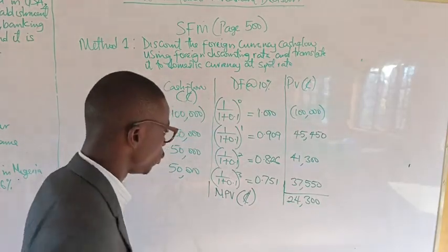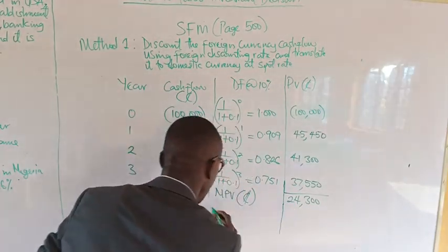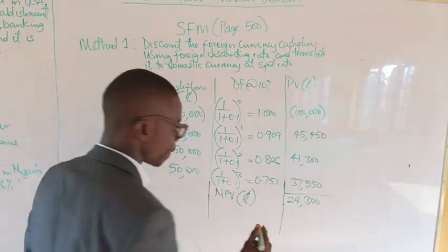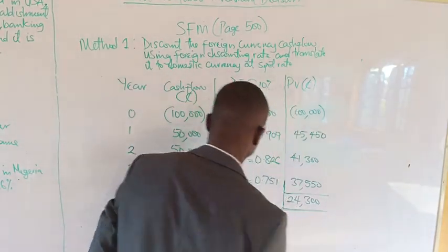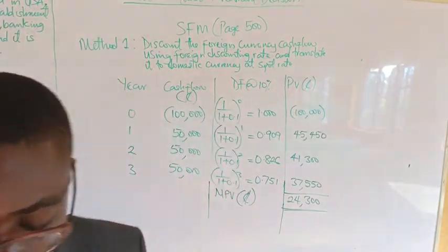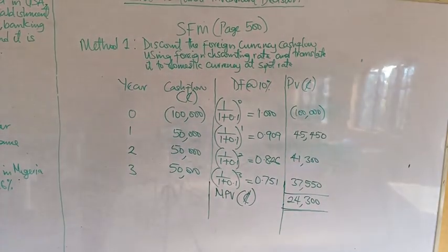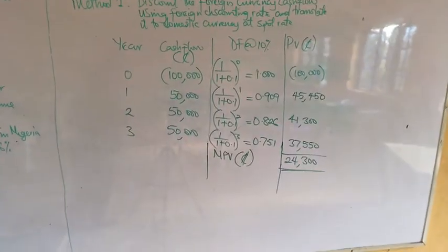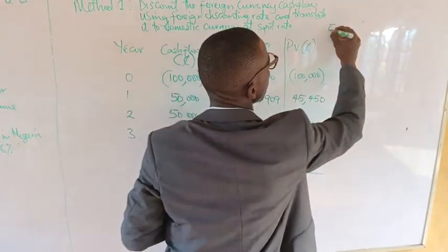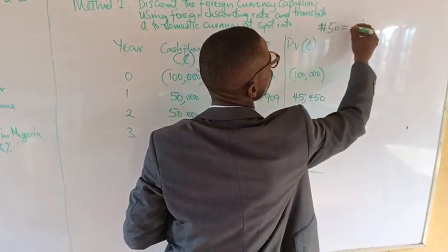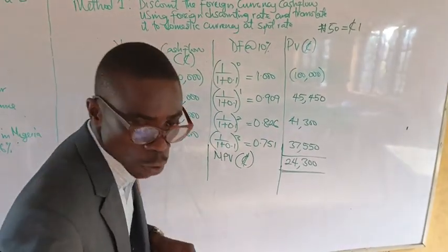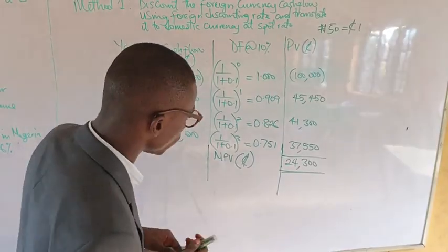Don't forget that the NPV we have calculated is NPV in cedis. Am I communicating? So now, they said we should calculate the NPV in Naira. Don't forget it's Nigeria, in Naira. What did they say we should use? The spot rate, right? What's the spot rate? It's 50 Naira. Don't forget that they said that 50 Naira is equivalent to 1 cedi. Am I communicating? Yeah.